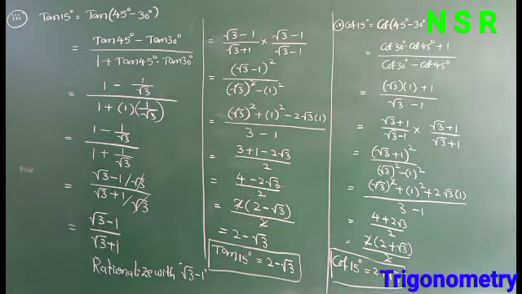So tan 15 value is 2 minus root 3 and cot 15 value is 2 plus root 3. So these two values are also very important.